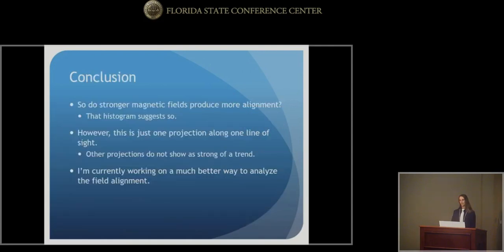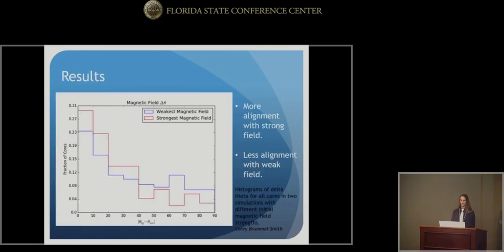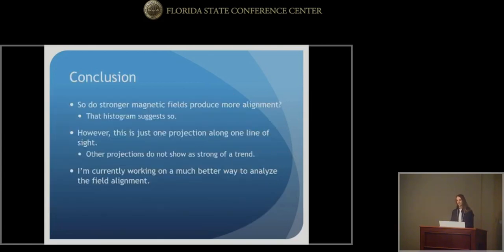So, in conclusion, can we say that stronger magnetic fields produce more alignment? This histogram suggests so, but there's one thing I left out, and that is this is just looking through the simulation box along one line of sight. So, for instance, this is the y-axis. I could also look along the x-axis or the z-axis, and when I did that, we actually didn't find the exact same results. So we think that there must be a better way to do the analysis, to measure the bending and the alignment of the magnetic fields.